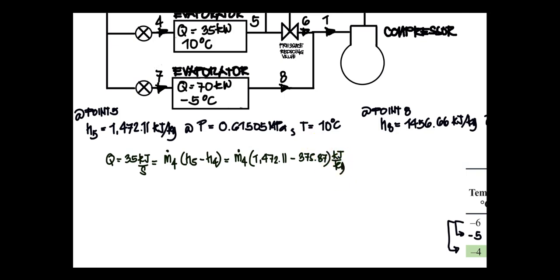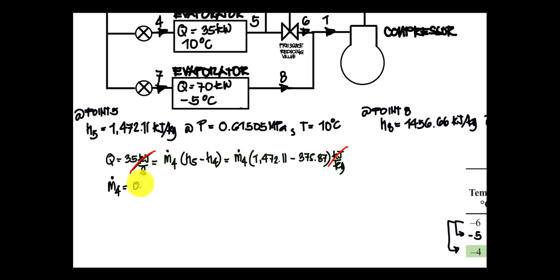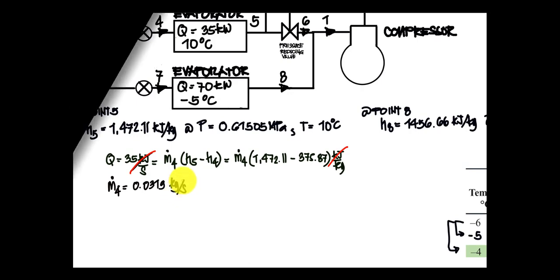So let's cancel the common units here, the kilojoule. Using the calculator, the mass flow rate at point 4 is equal to 0.0319, with the units of kilogram per second.